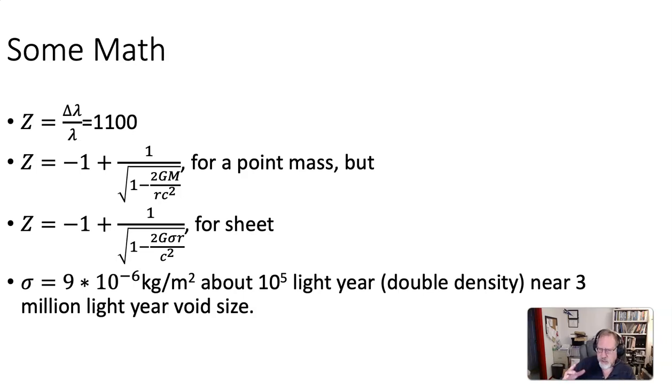So I think of this as a sheet, and think of it as having an area density, and that area density ends up around 9 times 10 to the negative 6 kilograms per meter squared. And so we can think of this as our meter here, and we think this is like a long tube.